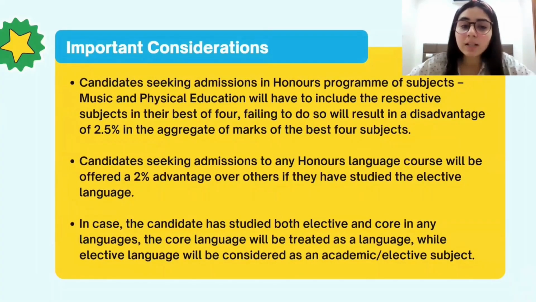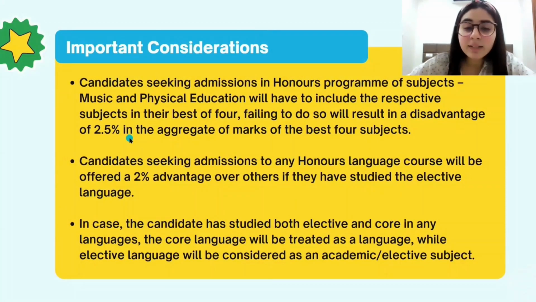Failing to do so will result in a disadvantage of 2.5% in the aggregate marks of the best of 4. So guys, if you are seeking admission in music honors or physical honors, you will have to include these respective subjects while calculating best of 4. Otherwise, a deduction of 2.5% will be there.